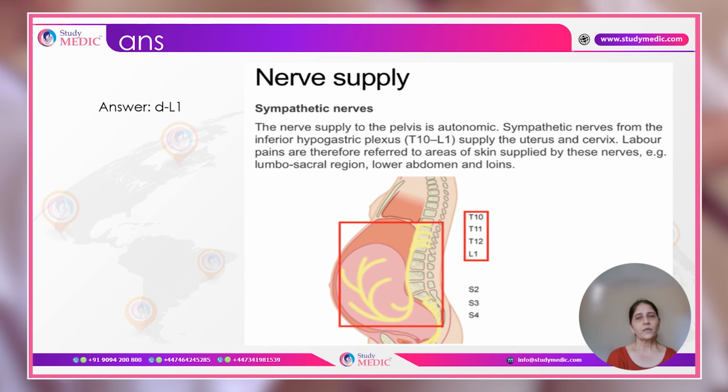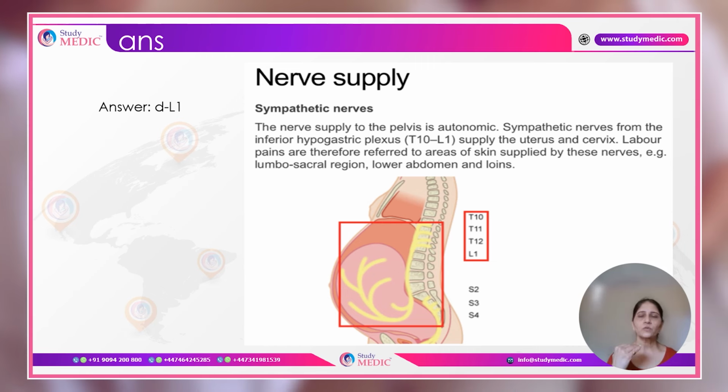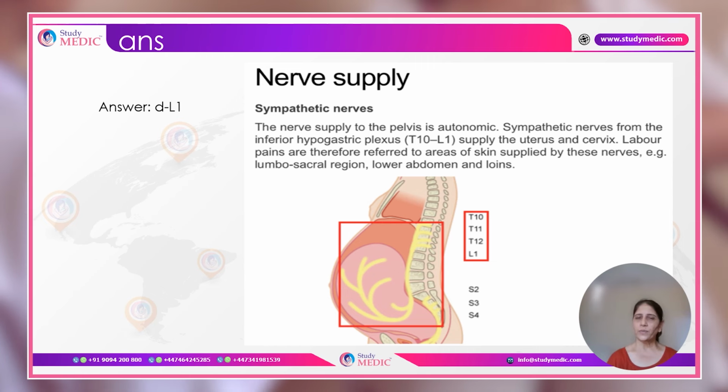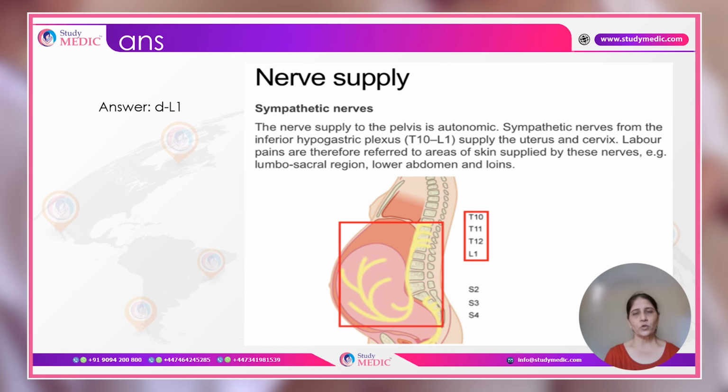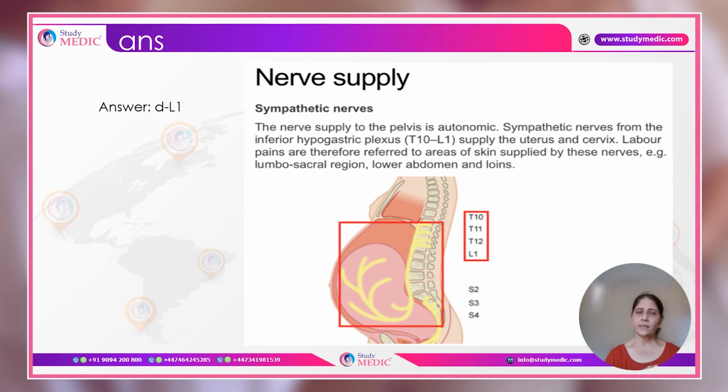But if the anesthetist gives the block below L1, supposing he chooses the space of L2, the drug is not going to travel upwards. It will travel downwards, and labor pain is felt through segments T10 to L1. So even if the lowest segment L1 is blocked, the woman can enjoy painless labor, whereas if a segment lower than L1 is blocked, then she will still continue to experience labor pain.